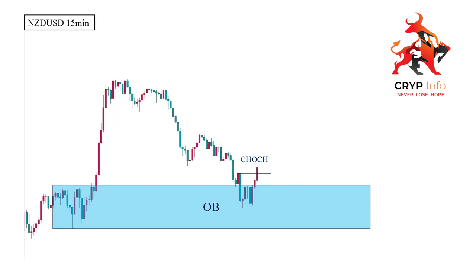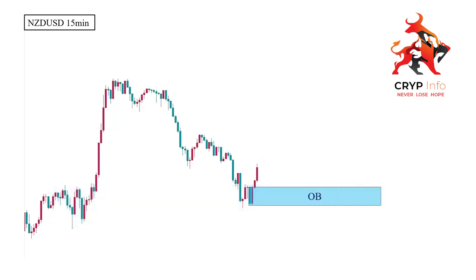So, next, we look for new order blocks to place our trades. In this case, this zone makes a perfect order block since it belongs to the move of change of character.